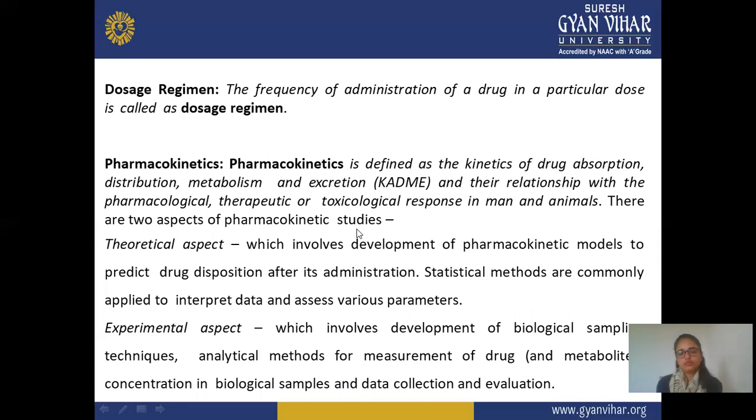In theoretical, you check with the help of some statistical prediction or mathematically, and the position of the drug you check. And next is experimental. In experimental, with the help of some biological sample or collection of the data, you check the amount of the drug. The sampling method helps check the pharmacokinetic parameter of the drug.